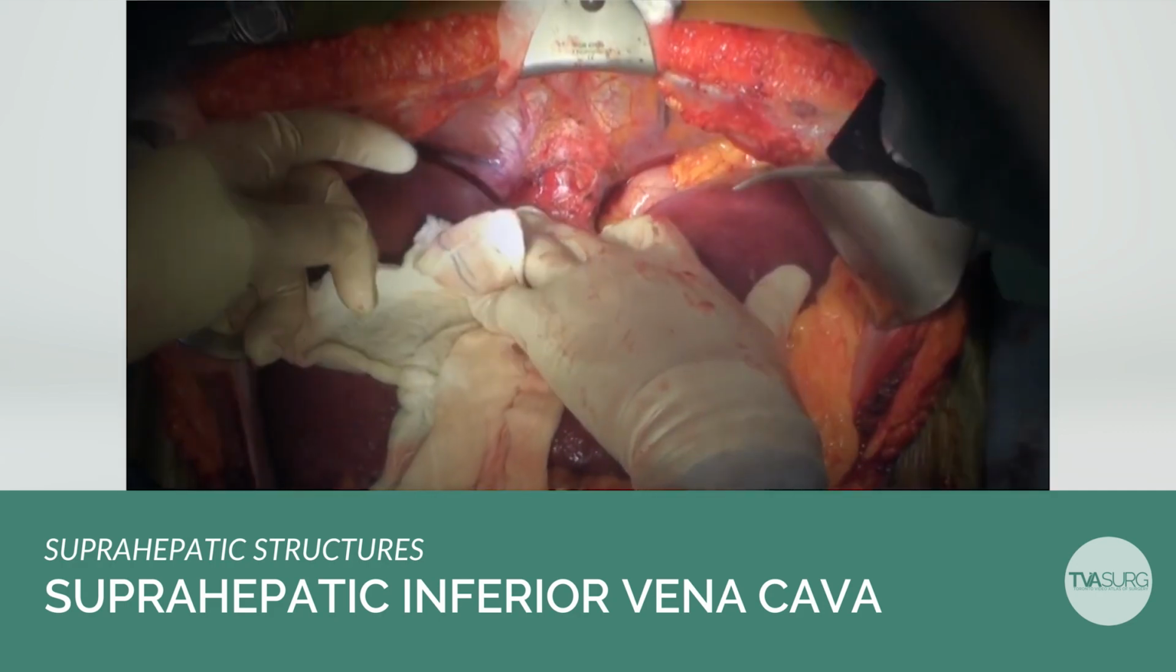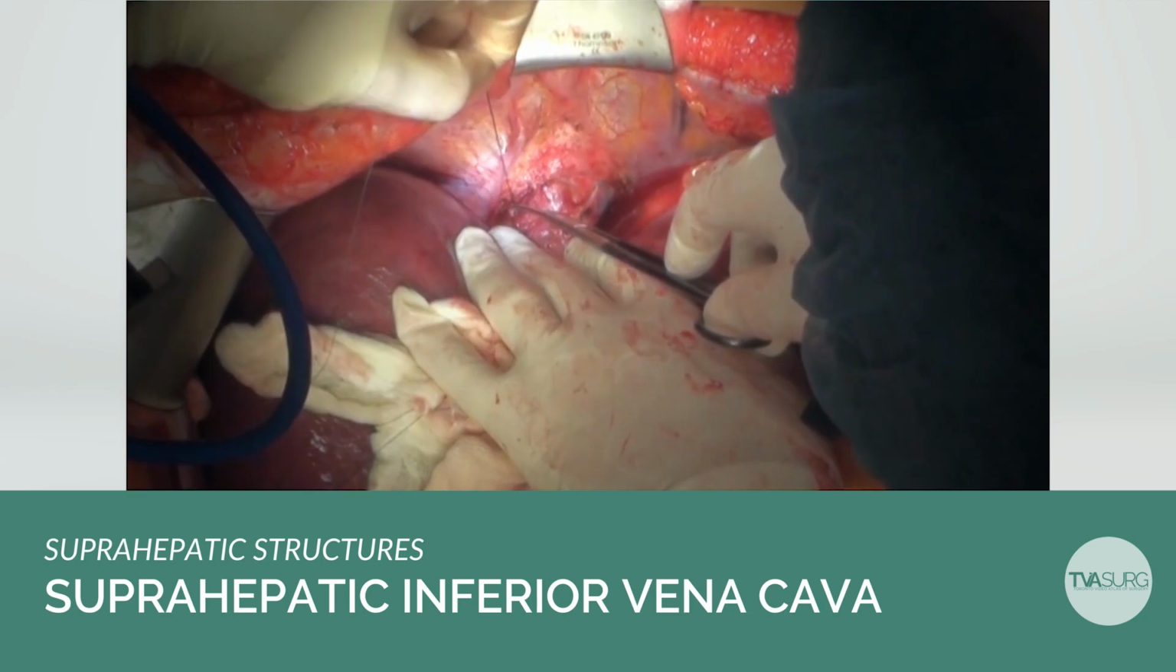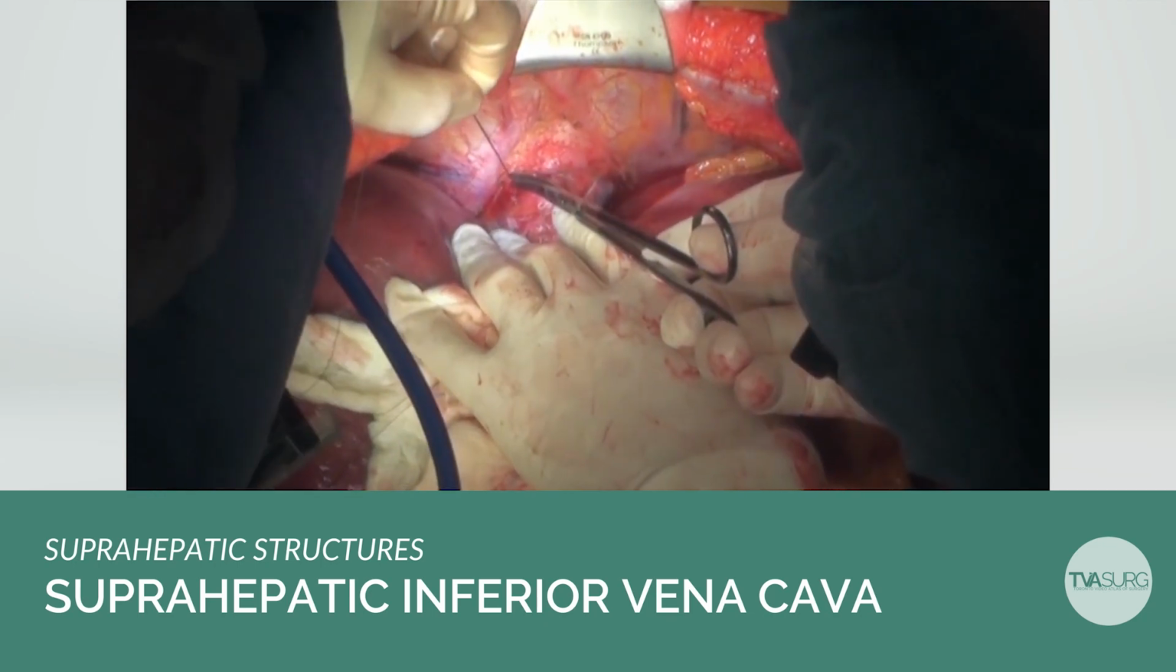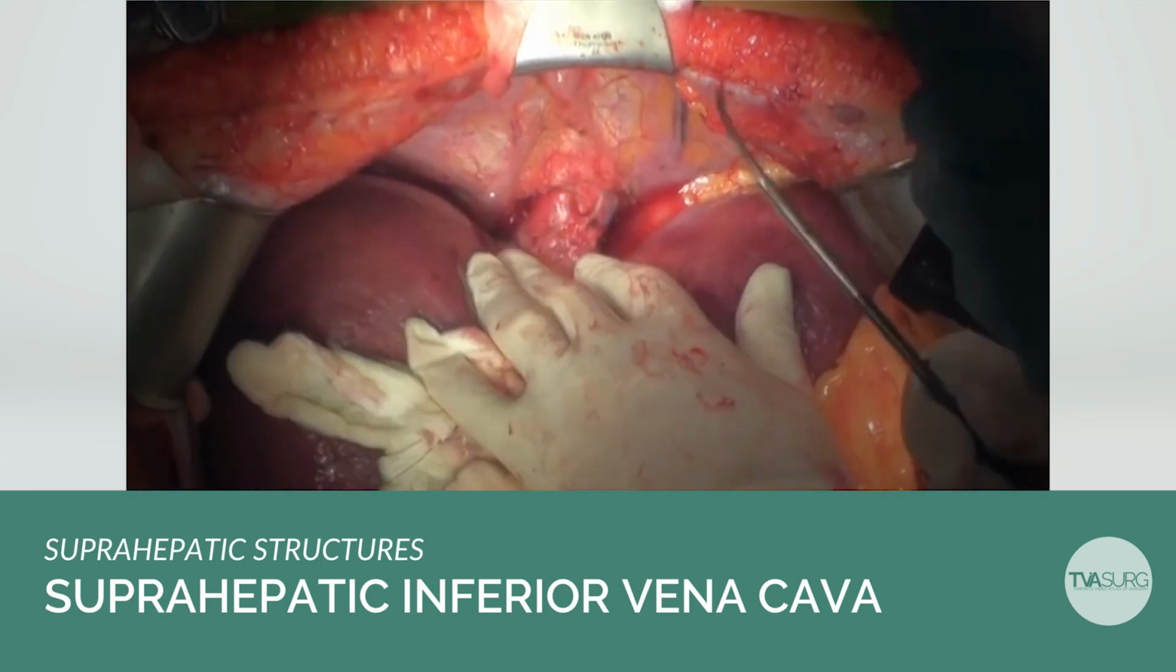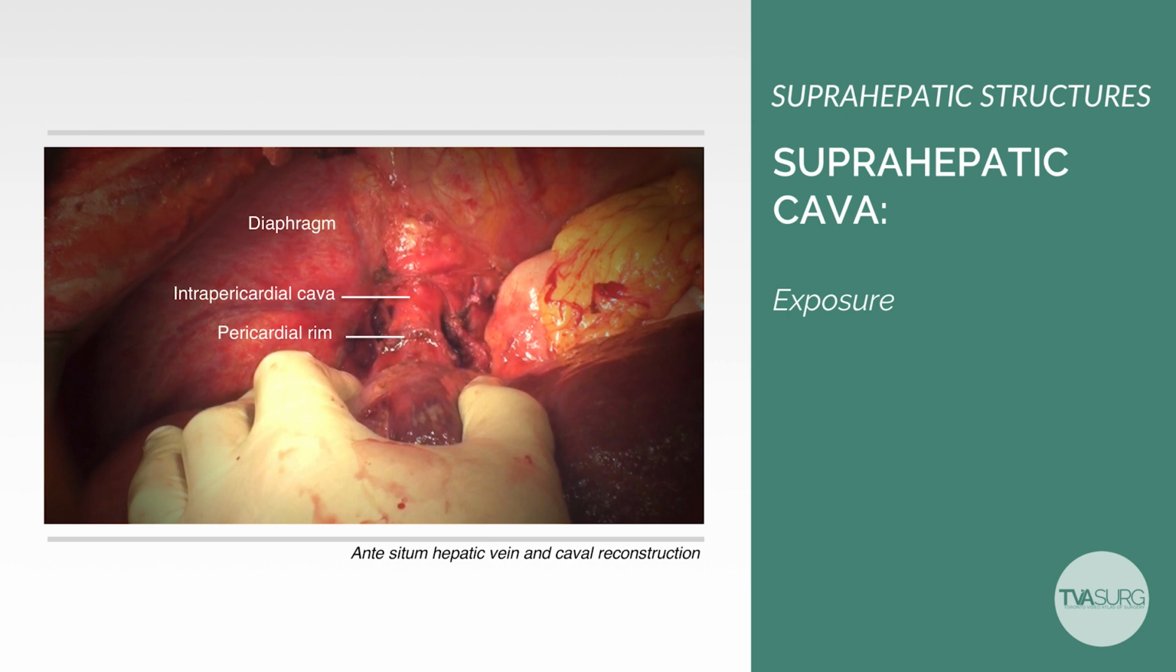Dividing these phrenic veins will allow surgeons to pull the IVC above the diaphragm down and give additional length to the IVC and therefore more suprahepatic space. This surgical still frame shows how much you can pull the IVC down. That rim there is the pericardial rim, and everything above the rim is the intrapericardial cava. Everything below the rim is the suprahepatic cava.